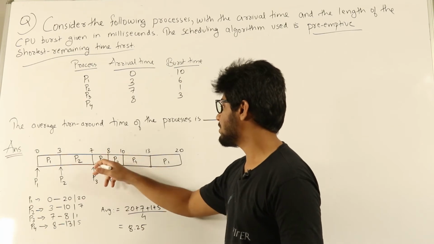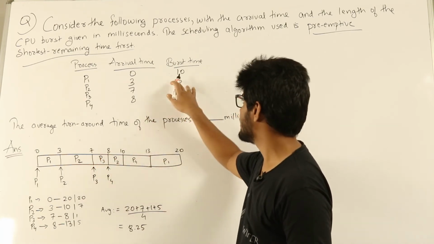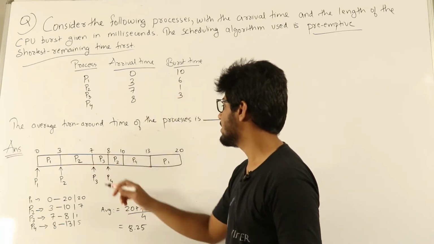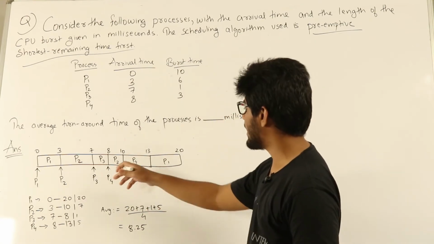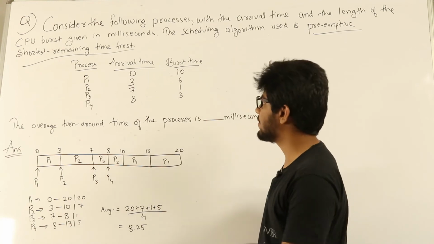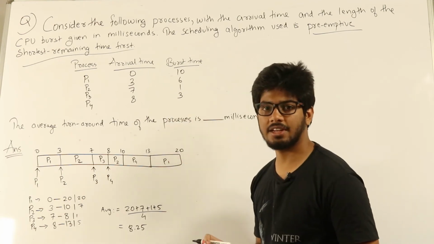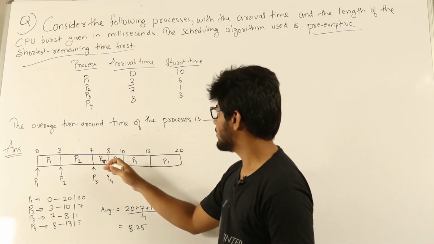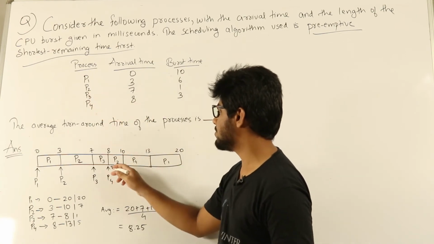So at time 7 P3 starts running. Now P3 has only 1 millisecond, so at time 8 P3 will be over. At time 8 P4 also arrives, but it has a 3 millisecond burst time, and we know P2 only has 2 milliseconds remaining at this point. So P4 won't be running, instead P2 will be running at this point.